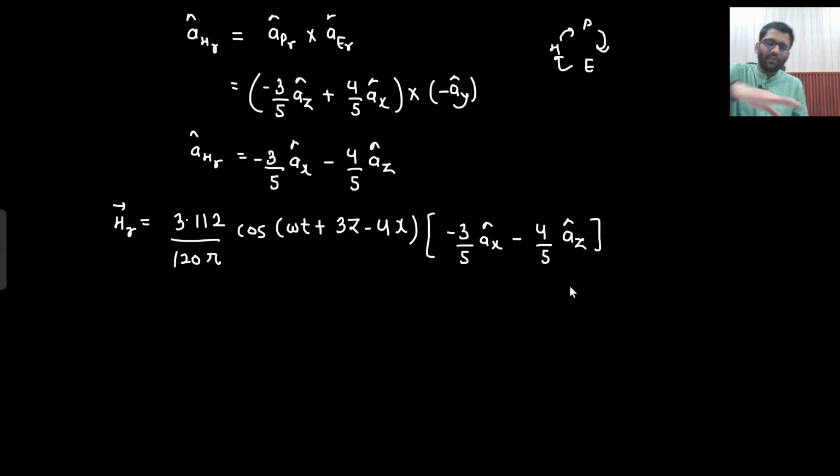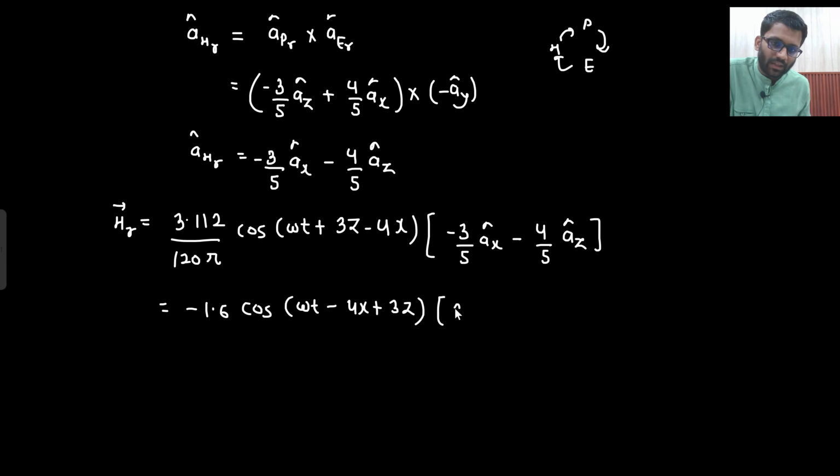You can solve it more. Basically, you can take this 5 outward and solve it further. No doubt about that. Let's take the calculator: 3.112 divided by 377, then divided by 5. What we are getting is 0.0016, so 1.6 cos, and we can take the minus sign outward as well. So minus 1.6 cos omega t minus 4x plus 3z.